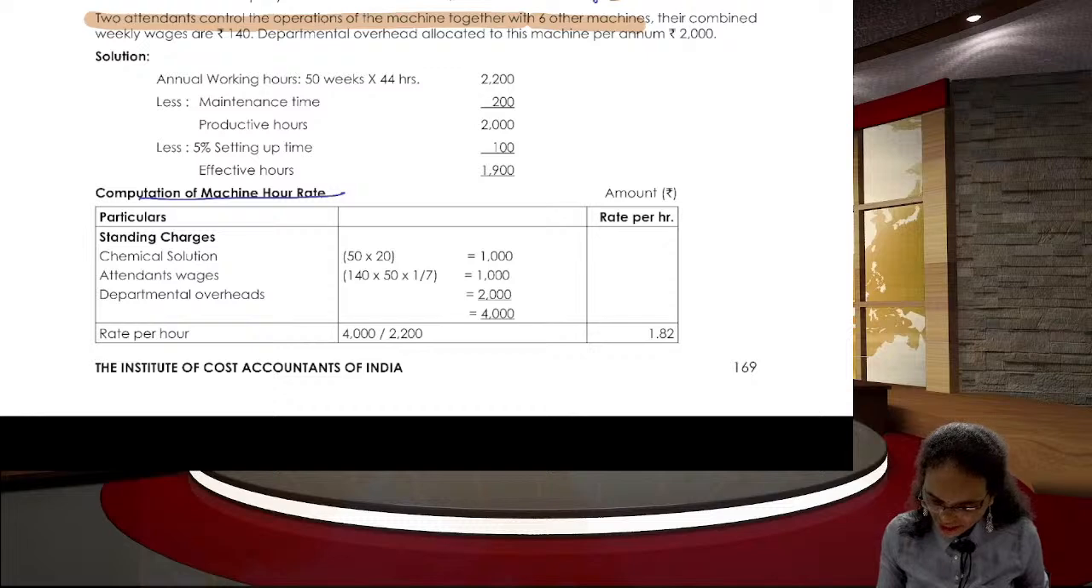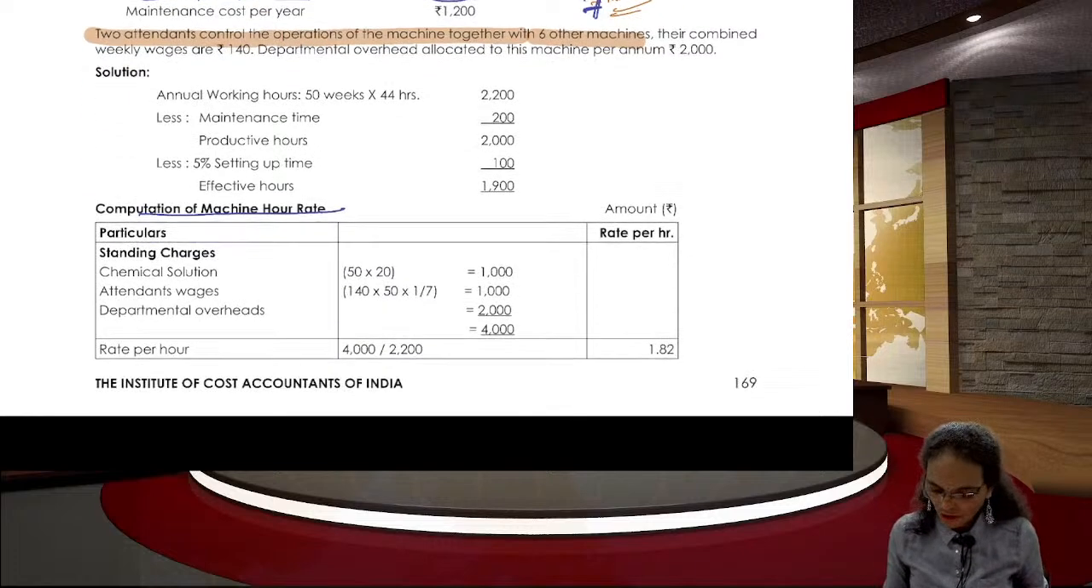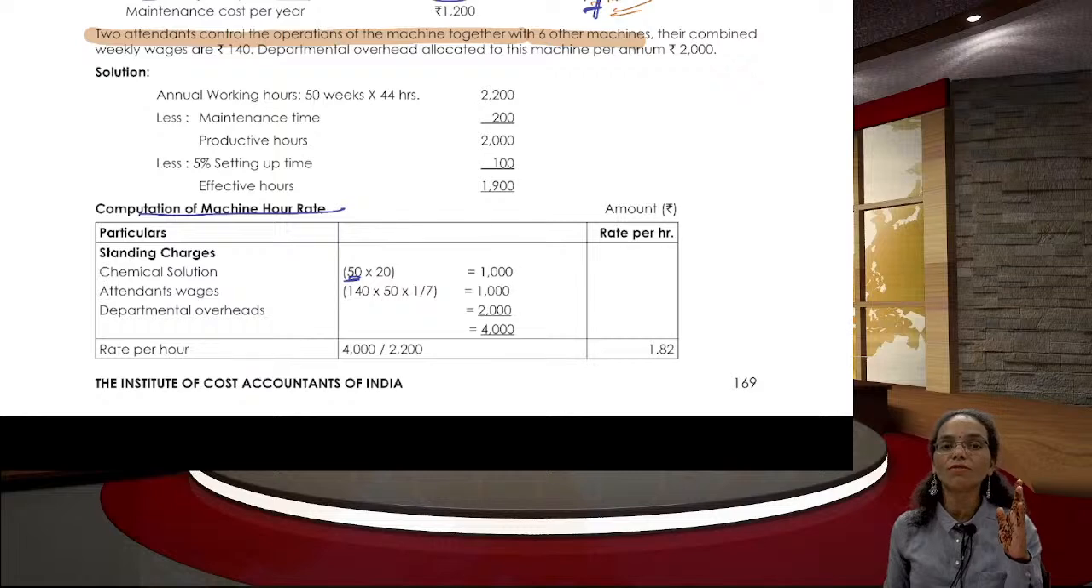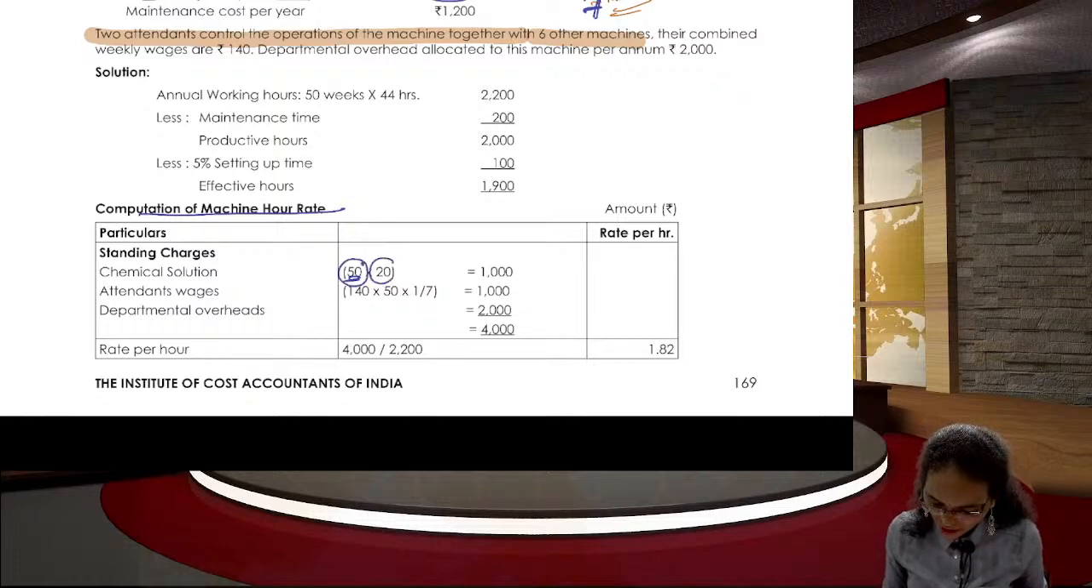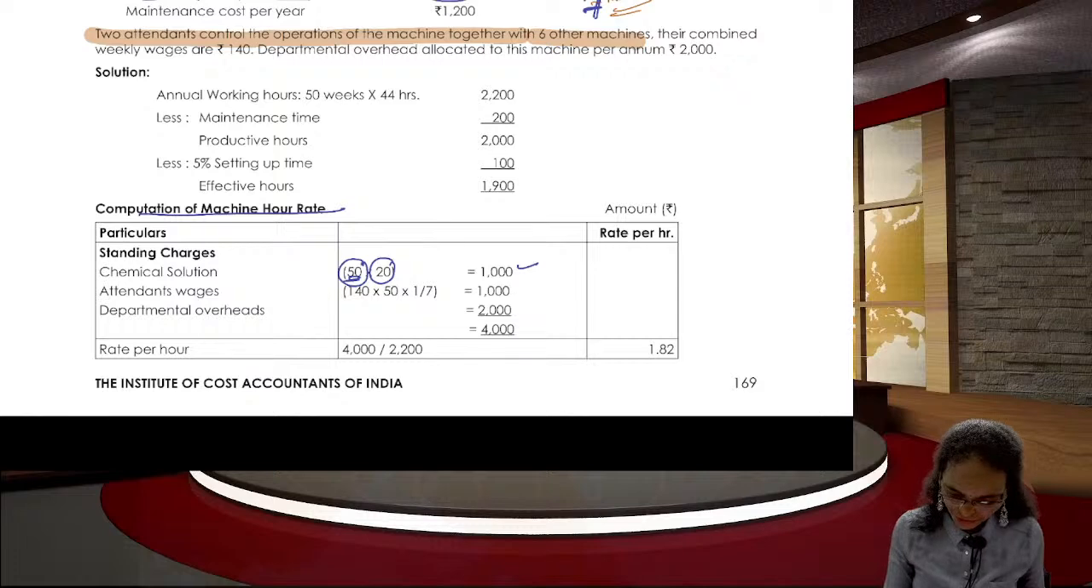How to calculate? Chemical required weekly is 20 rupees. How many weeks do we have? 50 weeks given in the question. Don't go into the general assumption that we have 52 weeks in a year. When it is specifically mentioned in the question, you take according to the question only. 50 weeks, and per week 20 rupees cost of the chemical. 50 into 20 is 1000.